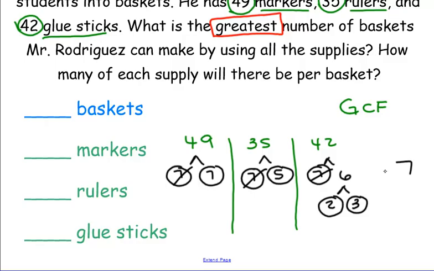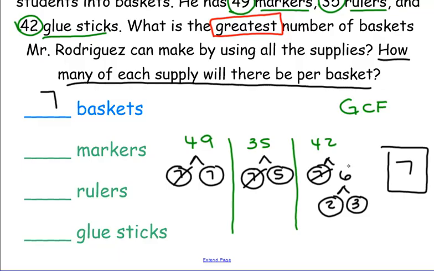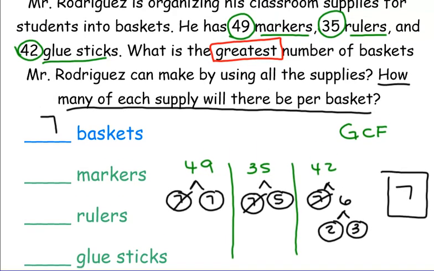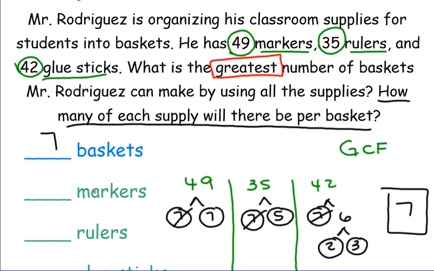So the first part of this answer is that Mr. Rodriguez can make 7 baskets. Okay, that's the GCF. But there's a second question. How many of each supply will there be per basket? So what I need to do is find how many markers per basket, how many rulers per basket, and how many glue sticks per basket. Now all I have to do is take my GCF and divide it back into these numbers right here. So let's start with markers.